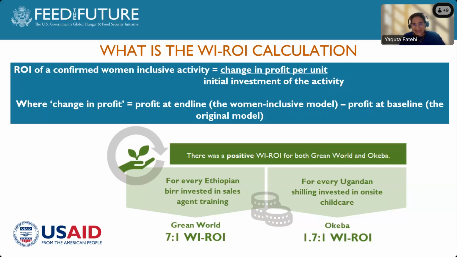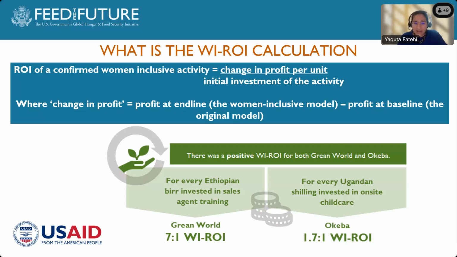So our results, we wanted to share our results with you today, even though we are not going into the detailed calculations. So drum roll. Our calculations revealed that both companies had positive ROIs from their women inclusive operations. Now, in the case of Green World, we found that for every Ethiopian birr invested, the company got a 7x return. So it's a ratio of 7:1.